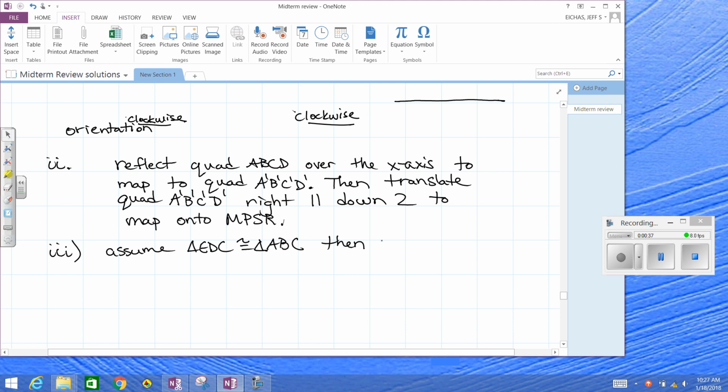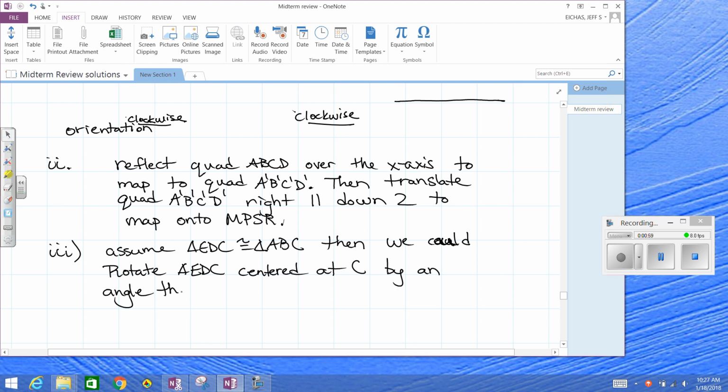Then we could, and I checked orientation and everything, so we could rotate triangle EDC centered at C by an angle that maps E prime to A.